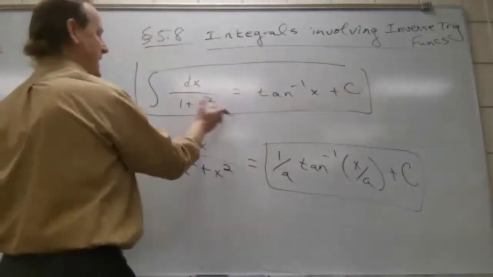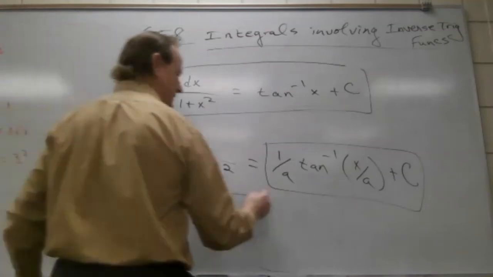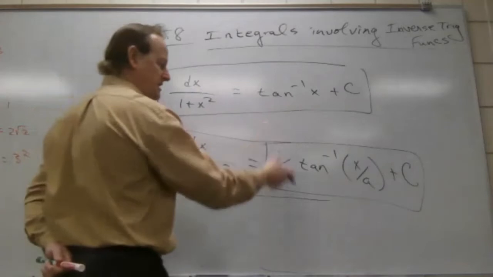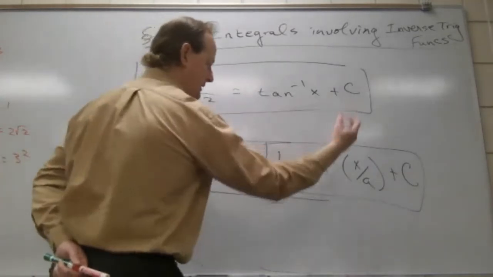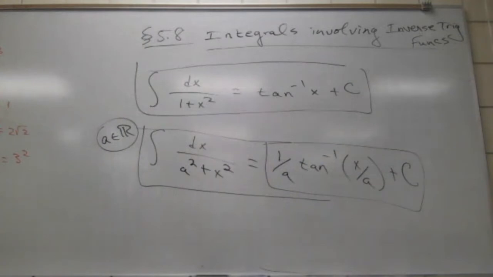So this is the easy one, right? It matches where it's just a 1. But this is the one that you want to know here. Why? Because if a is a 1, what does this become? This is just 1 over 1, which is 1. Arctangent of x over 1 is just arctangent of x plus c, right?